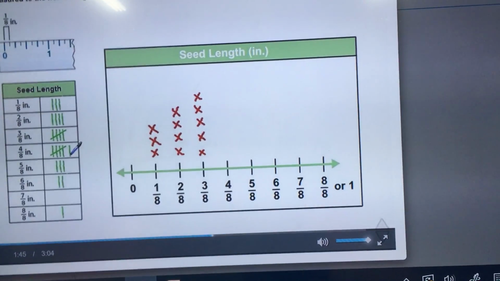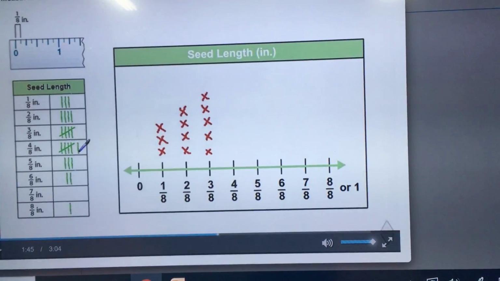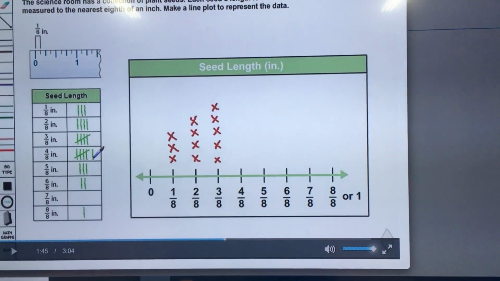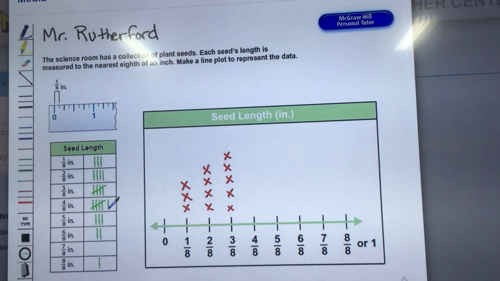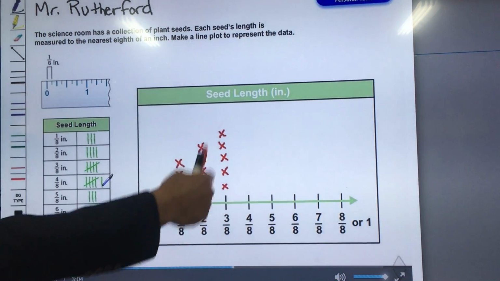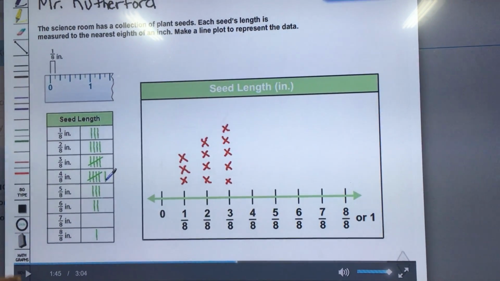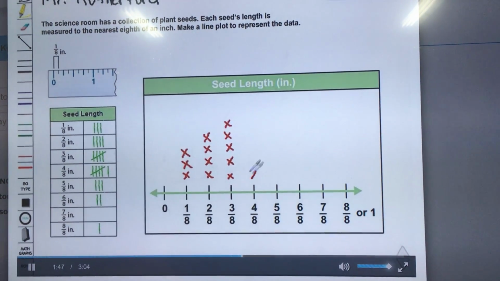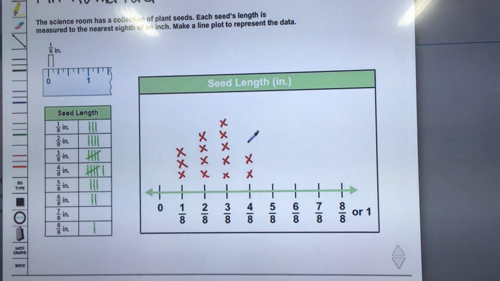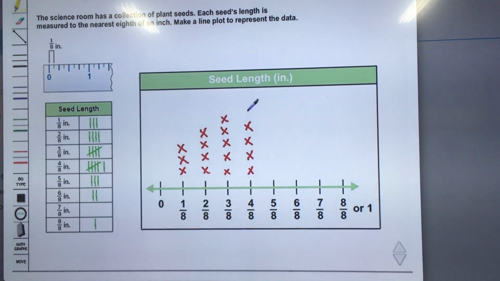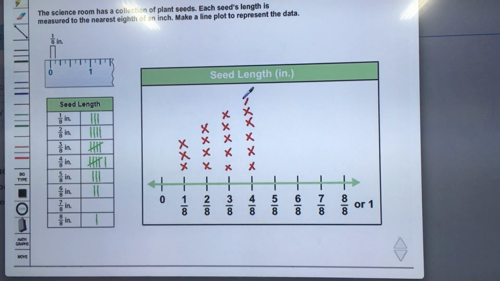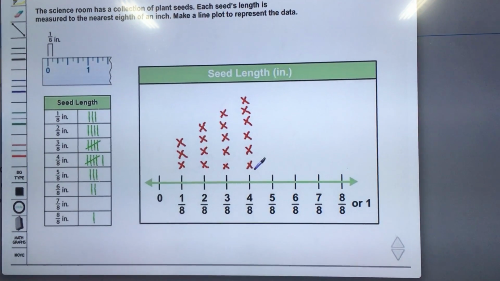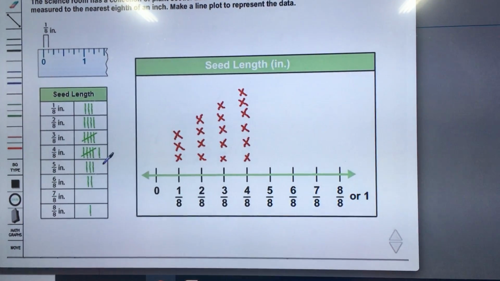For 4 out of 8, 6 seeds. Who can come to plot this in the line plot? Okay, we make a 6 here. 4/8 of an inch: 2, 3, 4, 5, 6. You can really see how the line plot is a visual representation of this table.